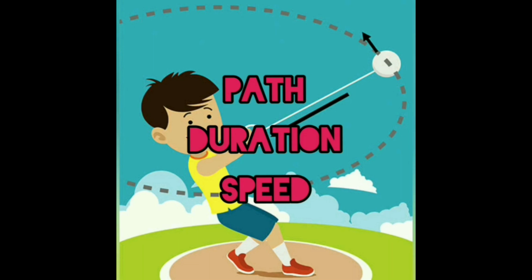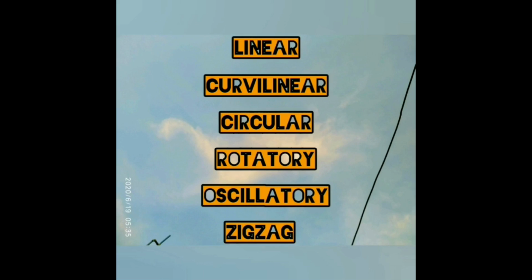So the first one is based on the path, the second is based on the duration, and the third is based on the speed. Under path there are 6 different types of motions, and I will name them. The first is linear motion, second curvilinear motion, third circular motion, fourth rotatory motion, fifth oscillatory motion, and sixth zigzag motion or irregular motion.